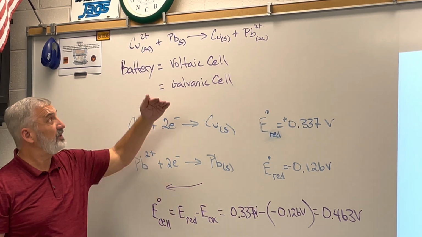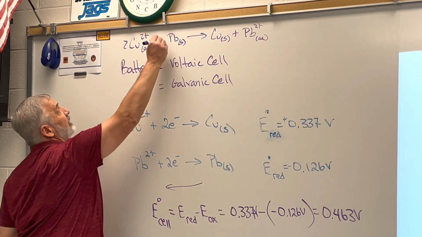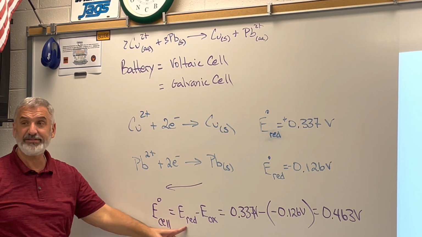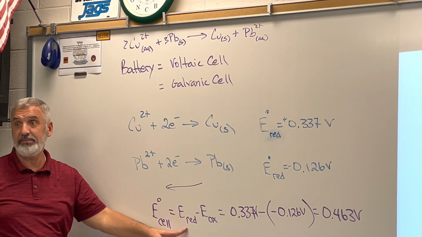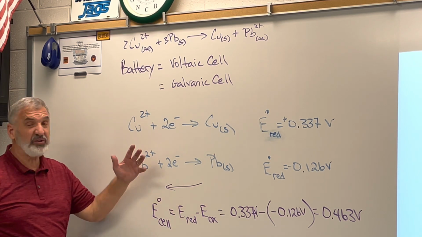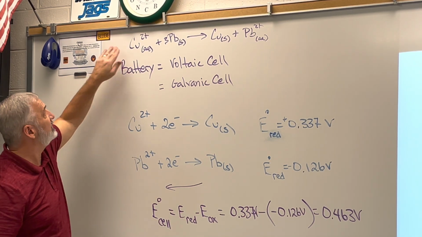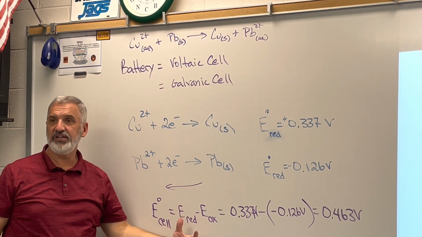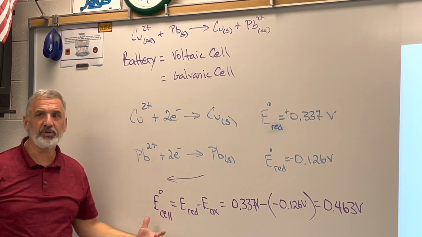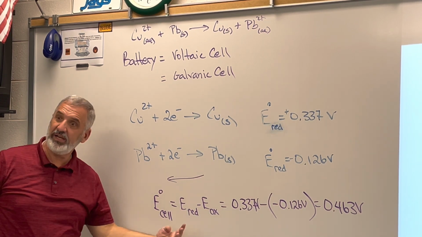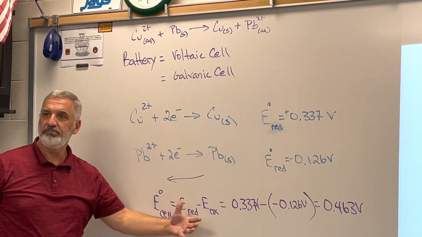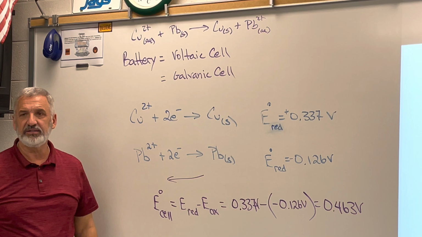Now, if there happened to be a 2 and a 3 here, this is the good thing: it's an intrinsic property. You don't have to multiply by anything. It's always just red minus ox. For the battery cell, it doesn't matter what the coefficients are, you always use E red minus E ox. So it's a super simple calculation. There was one like this on the mock exam that you didn't know how to do just because we hadn't got there yet, but it was just E red minus E ox.